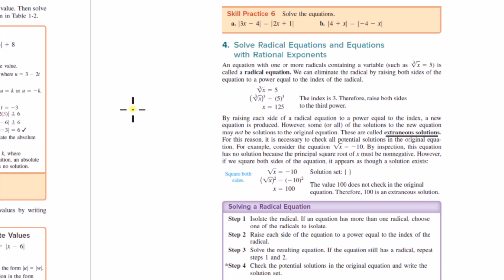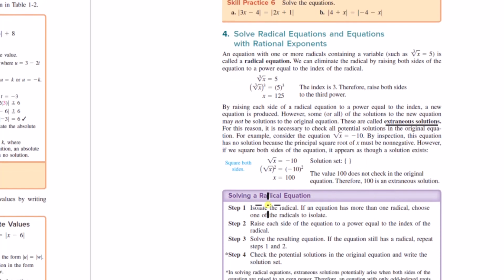Okay, but it's not a big deal. It just means that in those situations, you're going to have to check your solutions or be aware that there might be solutions that you lost. Like when you divide both sides by x, well, if x could be 0, then you need to remember, what if x could have been 0 originally? So for this reason, it's necessary to check all potential solutions in the original equation. And they give an example like I just gave you, that the principal square root of x is equal to -10. You square both sides, you think you have an answer, but you really don't.